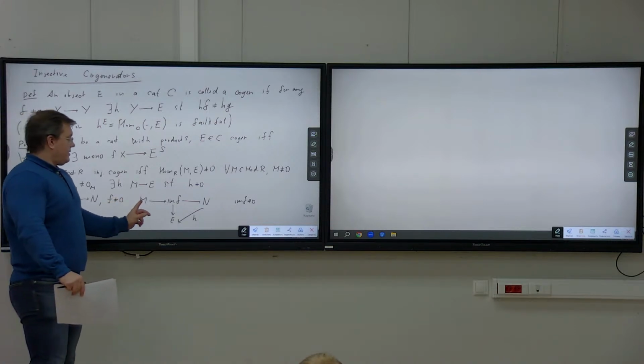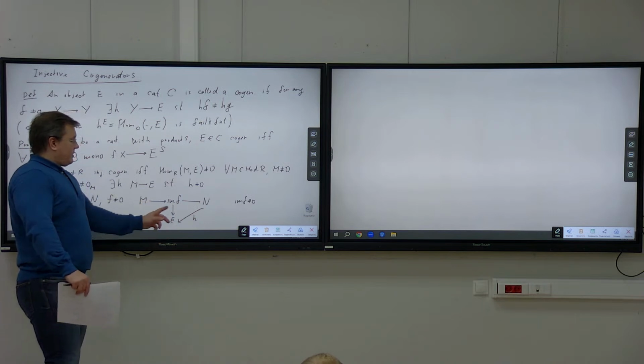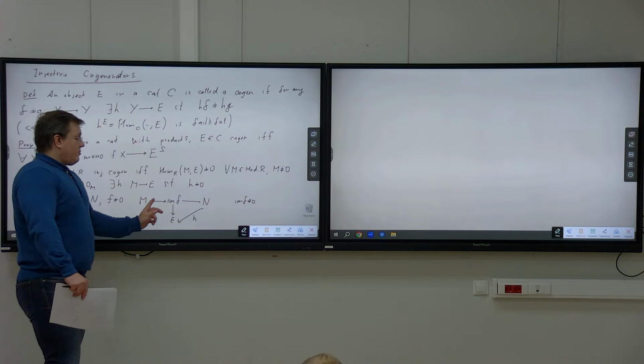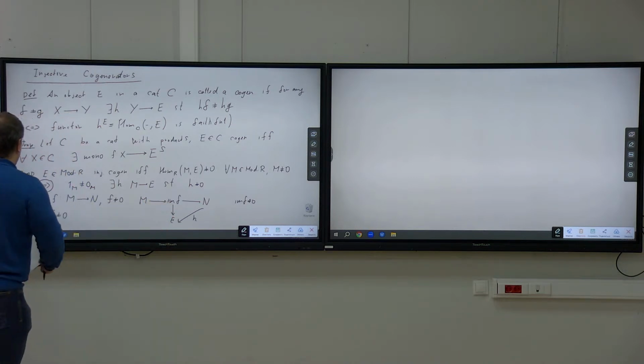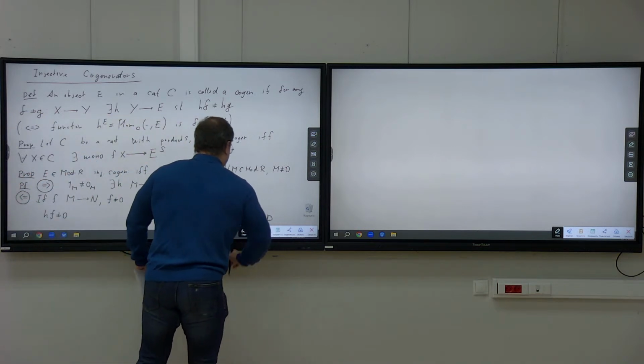If you go like this, apply F first, then apply H. I can as well, just by commutativity, go like this. But this thing is an epimorphism, and this is non-zero, hence this composition is non-zero. The end.